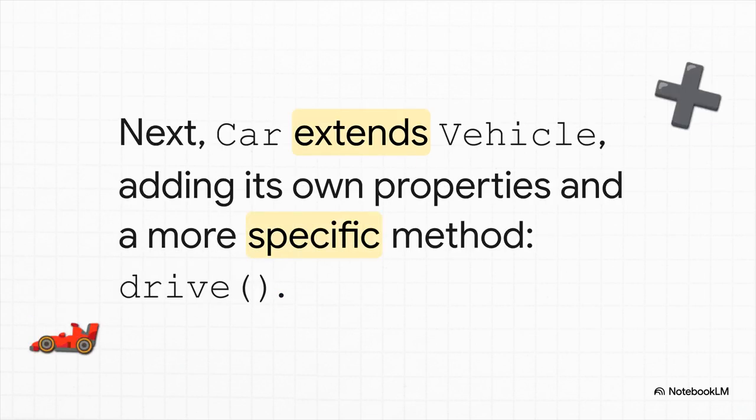And now we get more specific. We'll create a car class. And notice it extends vehicle. It calls super to run the parent setup, and then it adds its own stuff, like a model, and its own more specific method, drive, right? Because a car is a vehicle, but it also has its own special behaviors.